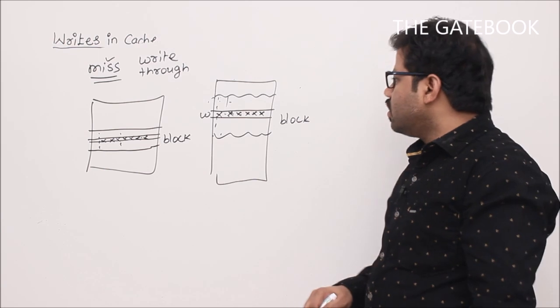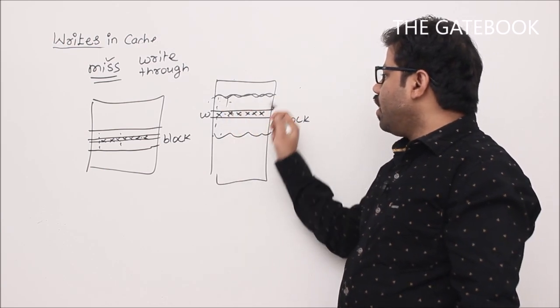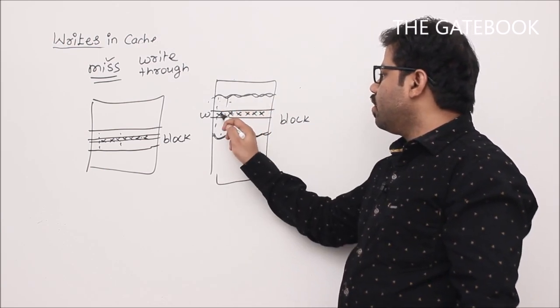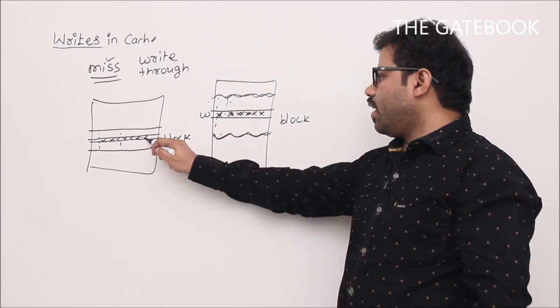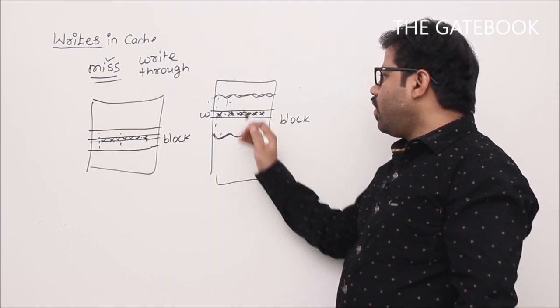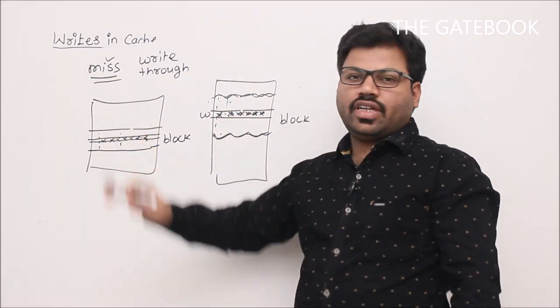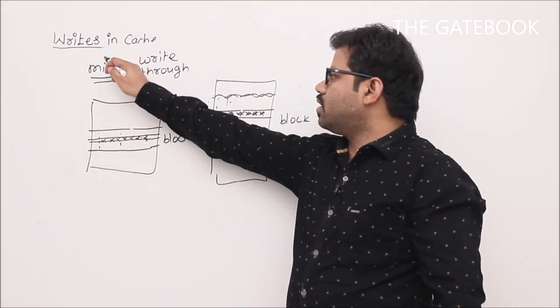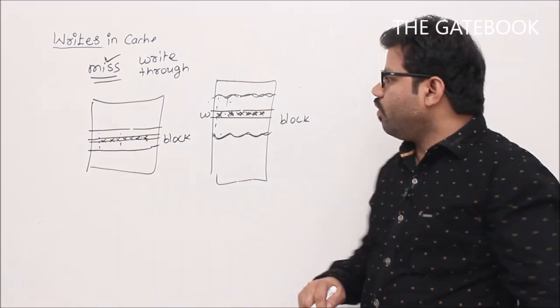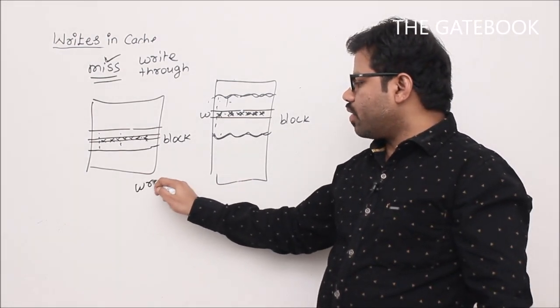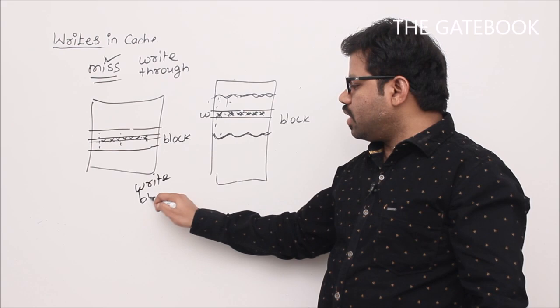Understand? Otherwise, first go to the main memory and update there wherever you want, because you did not get the data in cache. Then after that, this entire block will be transferred here. That is about miss. Understand? Now here also we can use write buffer. Okay, how does write buffer help here?